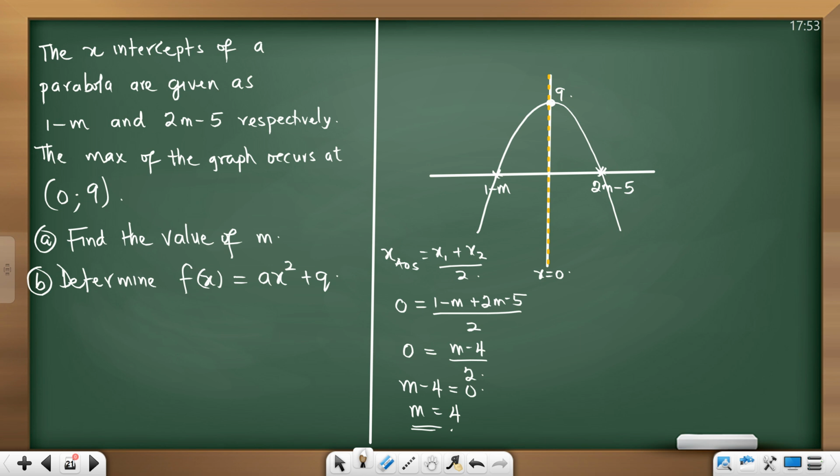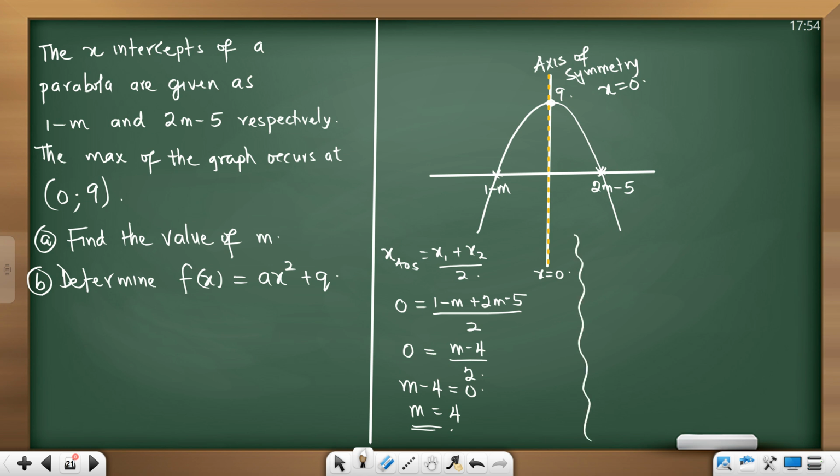So it's a concept that I need you to know. The turning point occurs right on the maximum value, and that is where your axis of symmetry is. So please know that in grade 10, the axis of symmetry equation will be x equals 0.